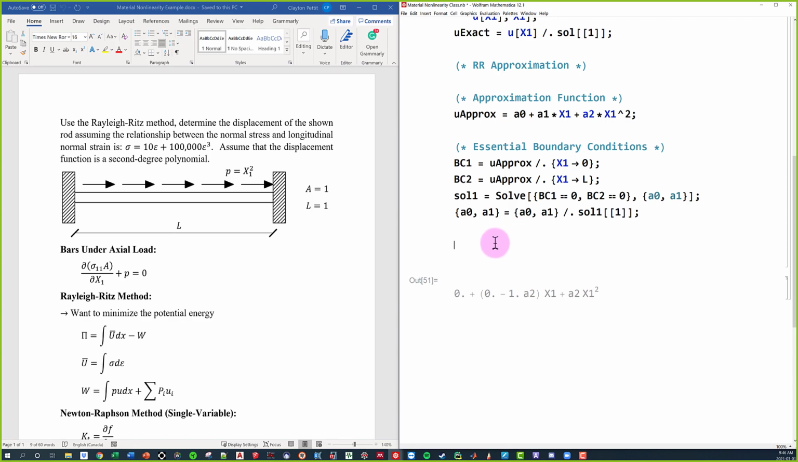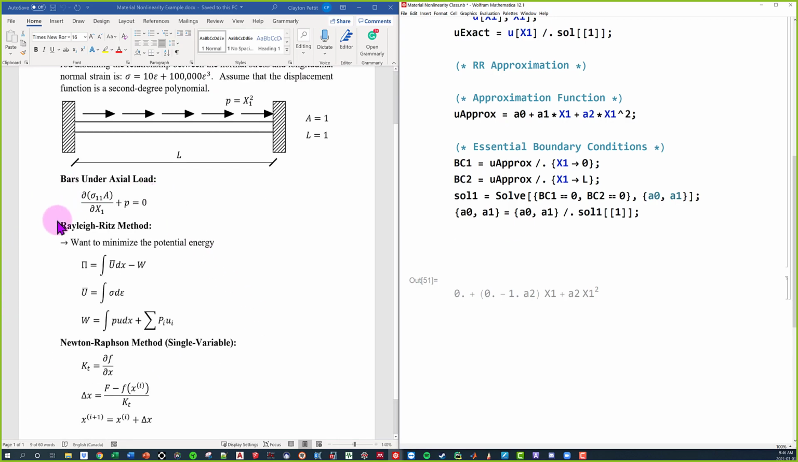How do we solve for A2? Using the Rayleigh-Ritz method. What is the goal of the... Oh, you guys are on your game. Minimize that potential energy. Exactly. So if we come over to the side here, I put in some little tidbits of the Rayleigh-Ritz method. We want to minimize the potential energy.